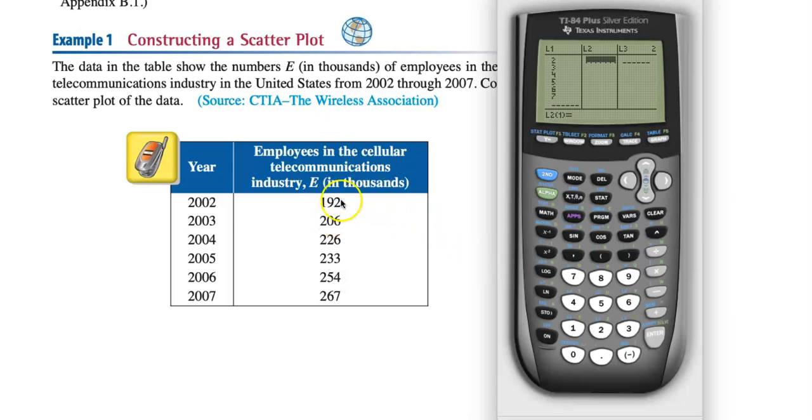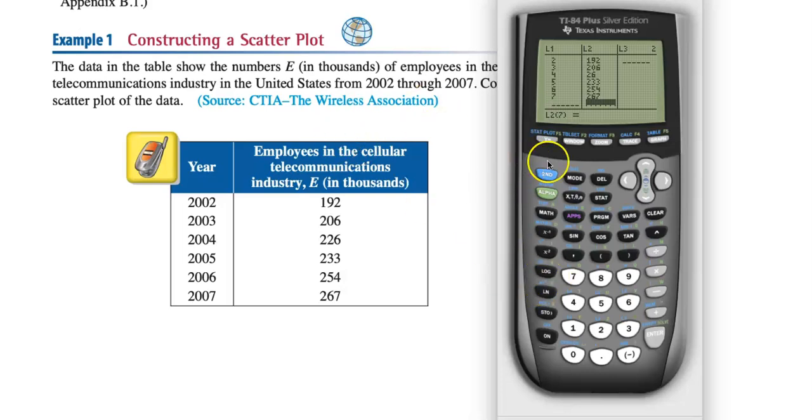And then here we're going to use the number of employees: 192, 206, 226, 233, 254, and 267. Just like that, we enter in the data.